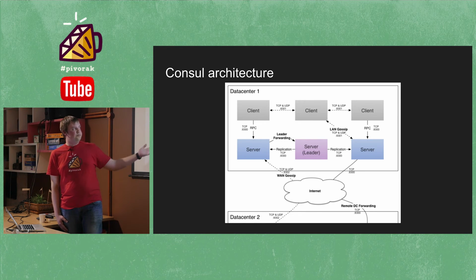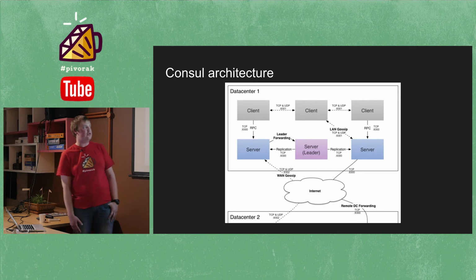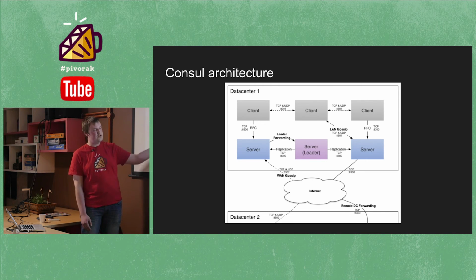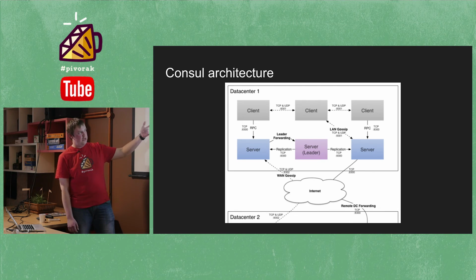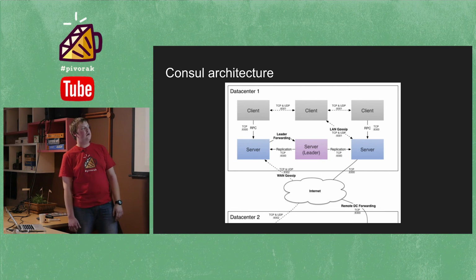This is the common Consul cluster architecture. It includes 2 data centers which communicate via wide area network. They include 3 Consul servers. I will tell you why 3 later, and some number of clients. Clients communicate within each other and within servers via gossip protocol.